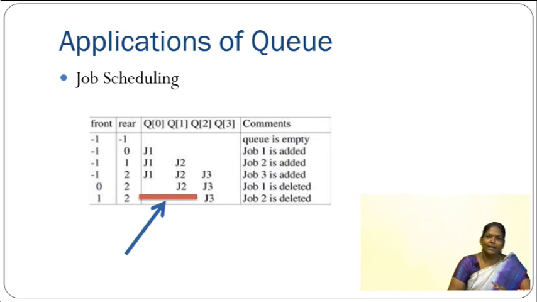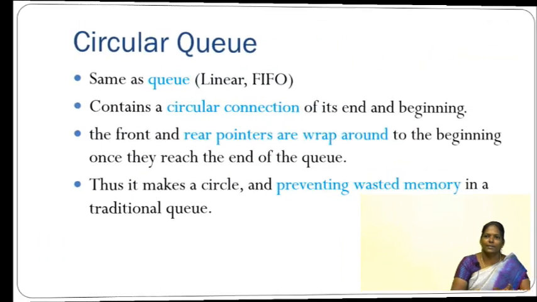But the problem with queue is, look at the last line, here only one job is currently available in the queue, right, but there are three spaces, but the front elements are already deleted from the queue, the front two positions, they cannot be reused here. That is the major issue with the queue. Even though the queue is empty, we cannot reuse the front positions in the queue, right. That is why we are going for circular queue.